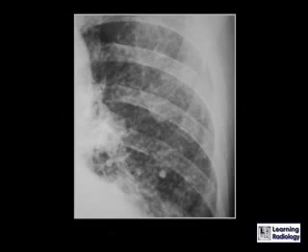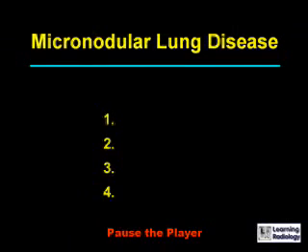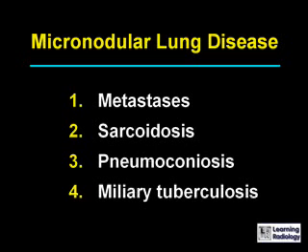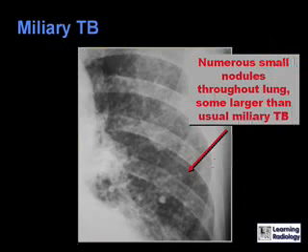This is the next differential. Pause the player. The differential is for micronodular lung disease. There are 4 main causes. Pause the player. The 4 main causes of micronodular lung disease are metastases, sarcoidosis, pneumoconiosis, especially silicosis and asbestosis, and miliary tuberculosis.